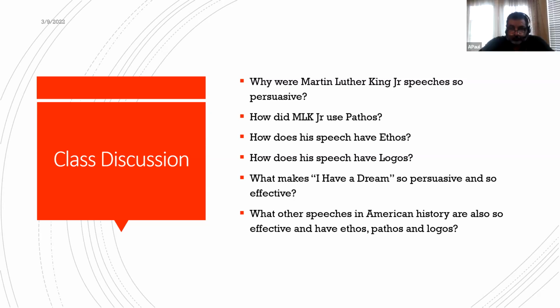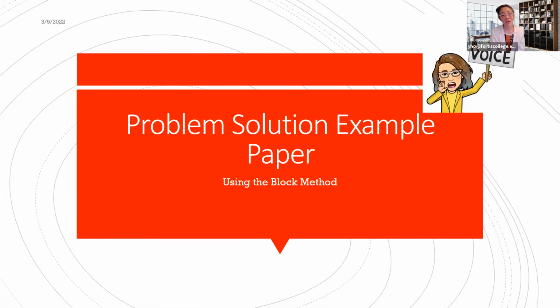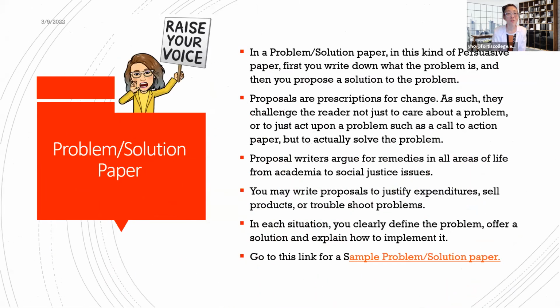moon." So that to me is... And the last kind of paper is a problem solution paper. You can use the block method or the alternate method. And so in a problem solution paper, you present the problem and then you present the solution. Okay, so it's that simple. So first you write down what the problem is, then you propose a solution to the problem.